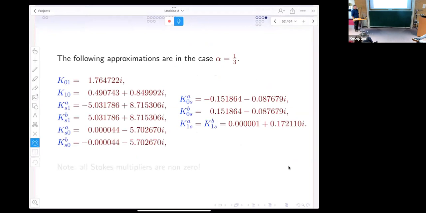And the only thing that's important here actually is that the Stokes multipliers are not zero. You might expect that the solutions that are much, much smaller than anything you've seen before are ones that you can actually disregard because they're not being switched on. No, they are being switched on. The Stokes multipliers are not zero. So all the Stokes phenomena that can happen do happen.